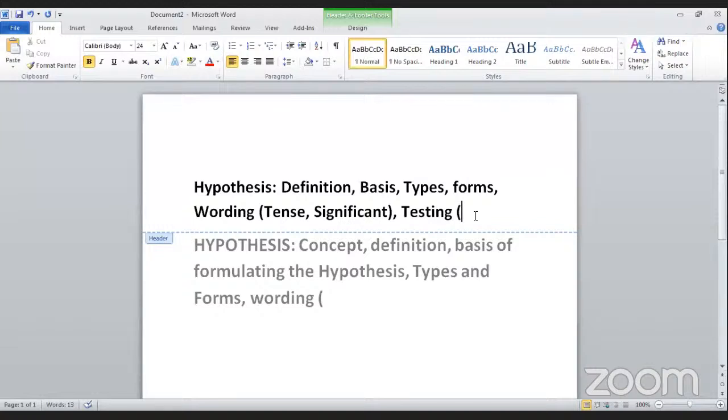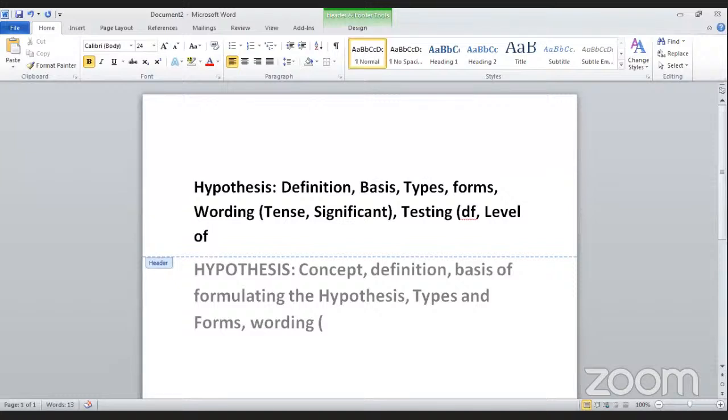Sorry about it. Okay. Now, when I talk about testing, I would like you to understand two things. Number one is the degree of freedom concept, and number two, you should understand the level of significance. These are the two concepts. If you cannot understand these two concepts, then you will not be able to really test the hypothesis.